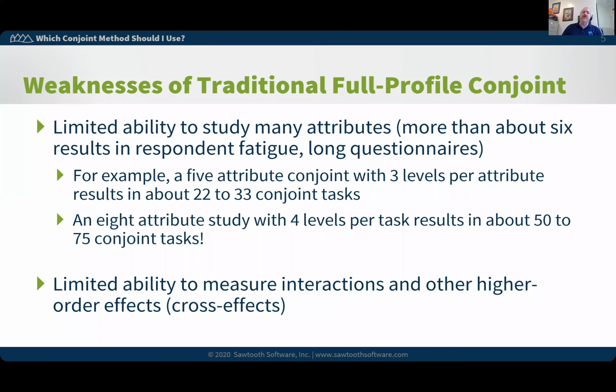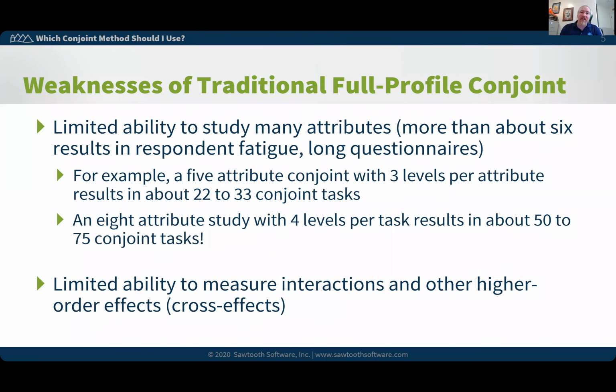So there's a lot of issues there. And as the number of attributes and levels increases, so does the length of your questionnaire. So if you do an 8 attribute study with 4 levels per task, which isn't an unnecessarily huge conjoint problem for a lot of the things that you guys want to measure, you're looking at a 50 to 75 question conjoint task, and nobody wants to sit through that.